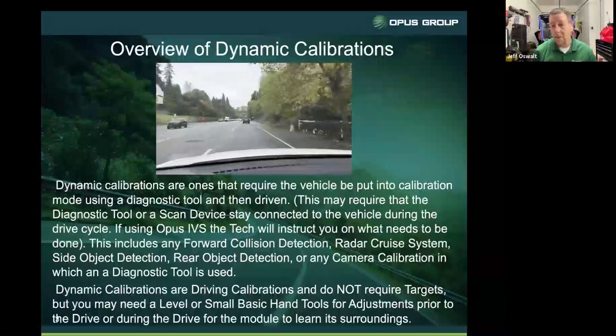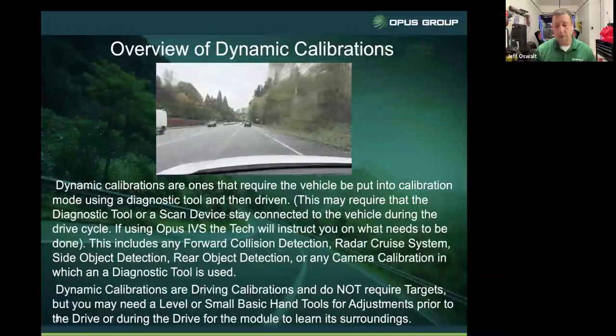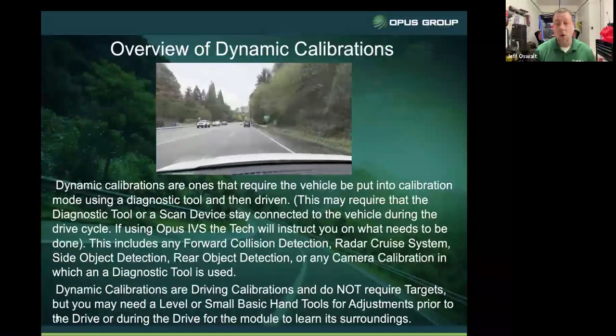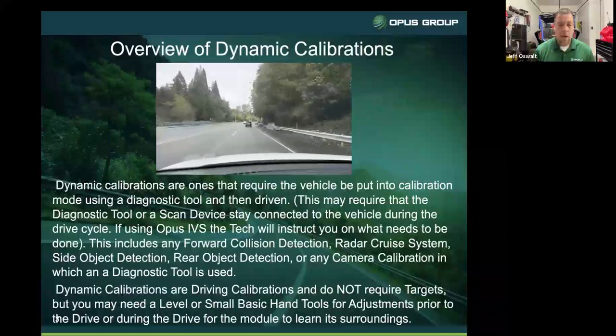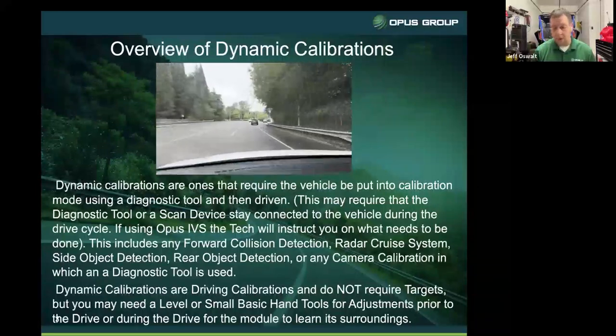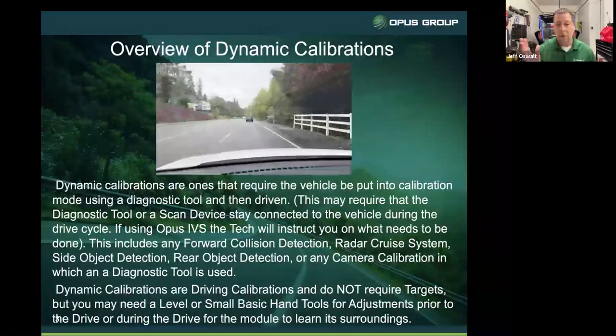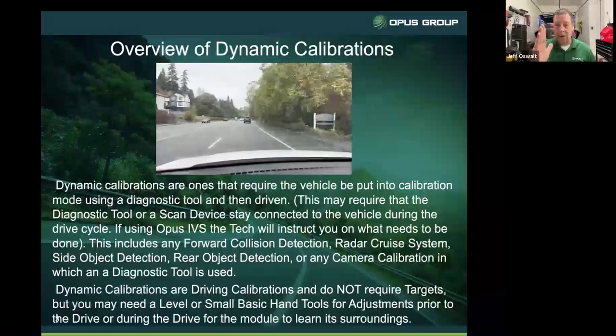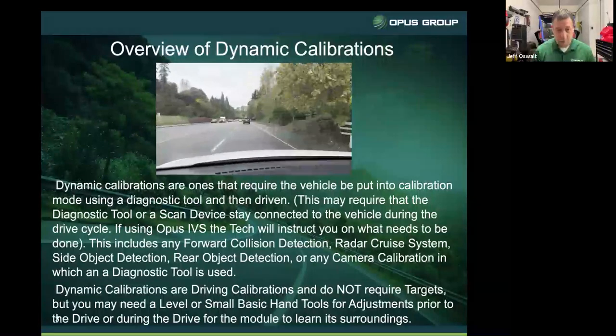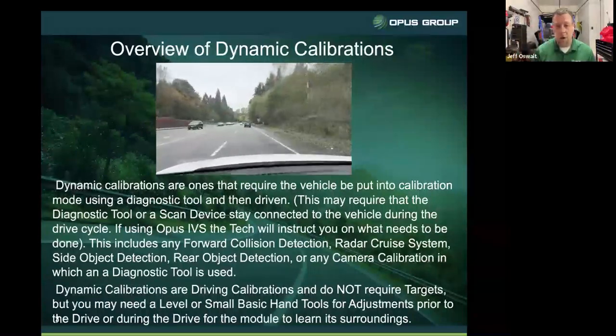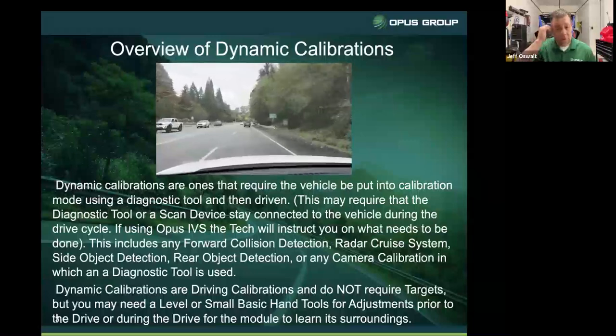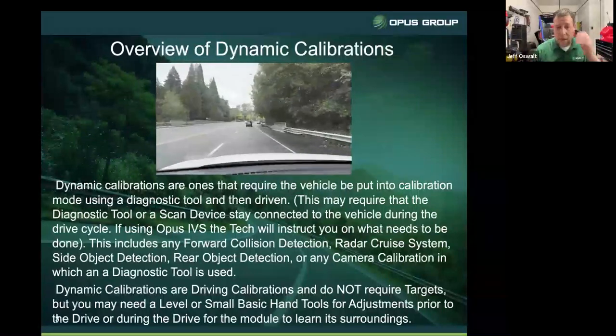But you may need a level or basic hand tools to do some adjustments prior to the drive or during the drive, right? So with Ford and Chevy, for a front radar, for instance, we need to get that radar level at a perfect 90 from the floor where the car's sitting. With some of the Chryslers, you're going to do the same thing.